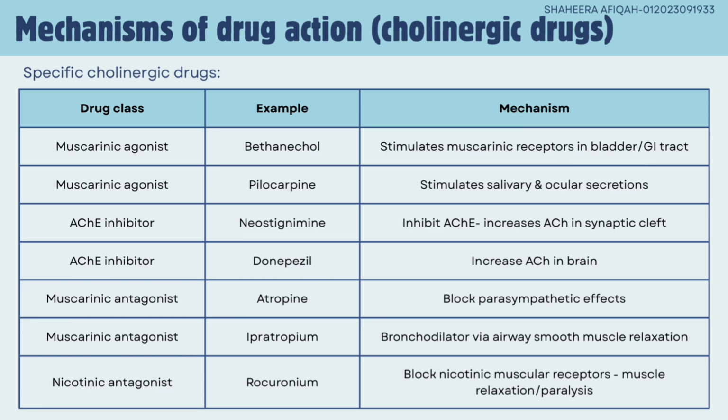For AChE inhibitor, it has neostigmine and donepezil. Neostigmine is to inhibit AChE, and it can cause the increase of acetylcholine in the synaptic cleft. For donepezil, it increases the acetylcholine in brain. For the muscarinic antagonist, we have atropine and ipratropium. Atropine can block the parasympathetic effects, and ipratropium can be a bronchodilator via airway smooth muscle relaxation. Lastly, nicotinic antagonist, we have rocuronium. It can block nicotinic muscular receptors by muscle relaxation or paralysis.